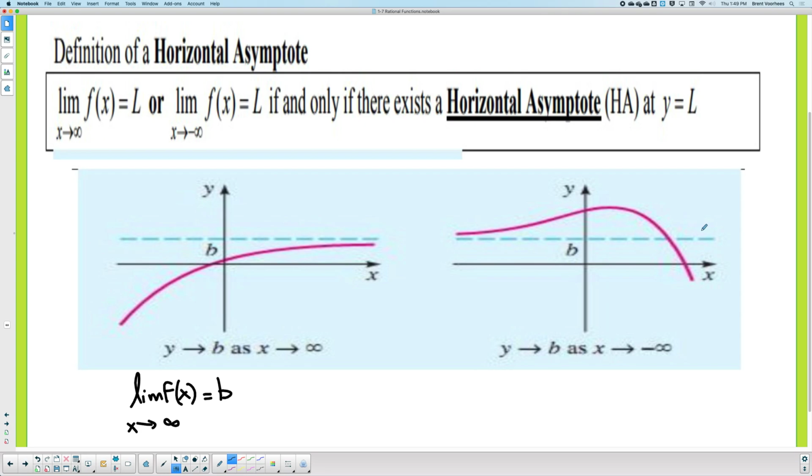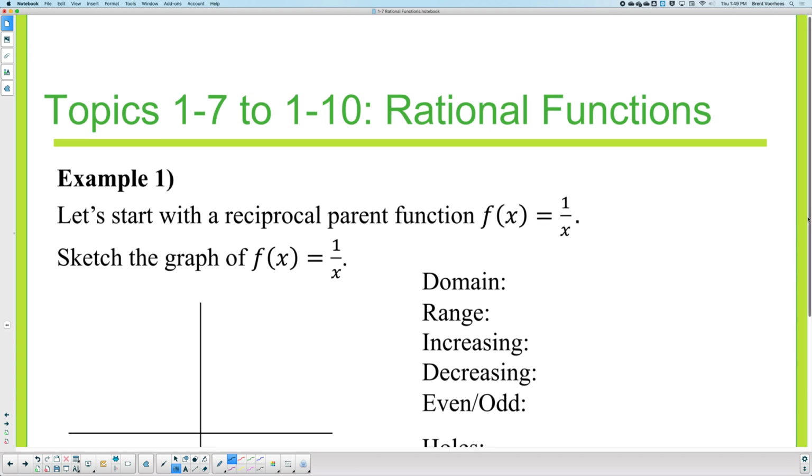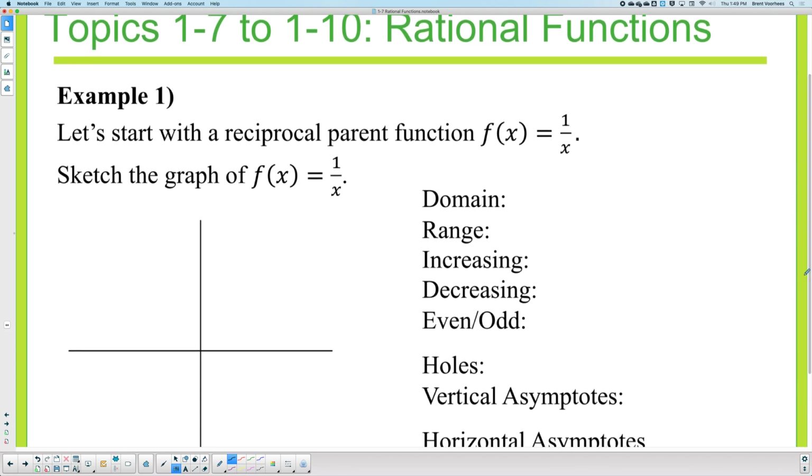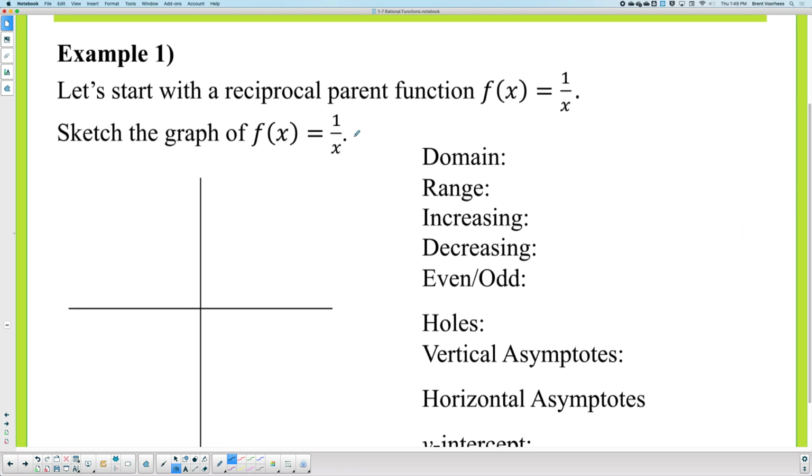Okay, so with that, let's start some problems. I'm first going to take a look here at the parent function. So the parent function is just f of x equals 1 over x. So it says first sketch a graph of 1 over x. Now here's actually how I'm going to do it in the future. I'm going to go from algebra.